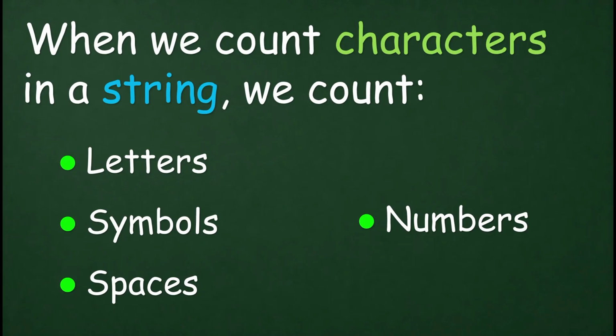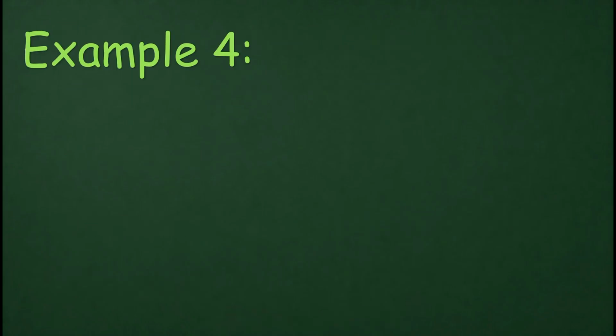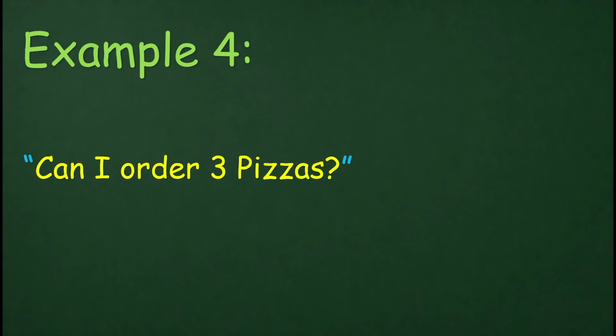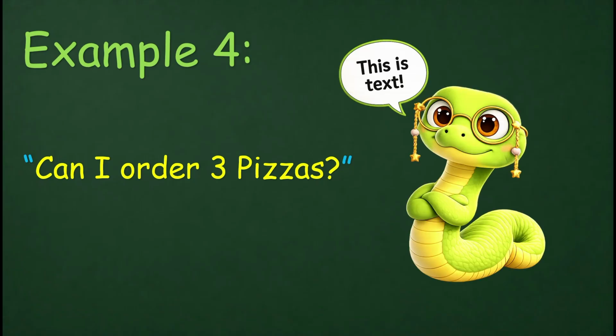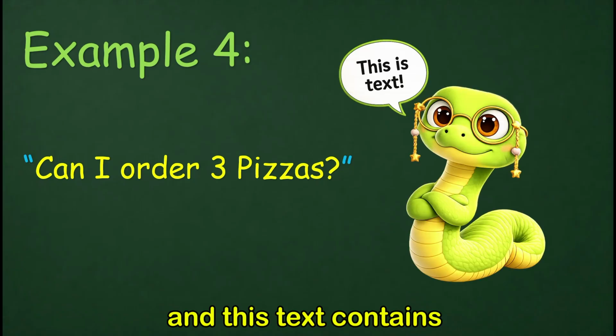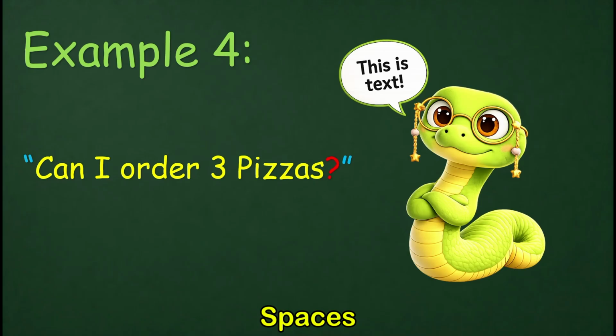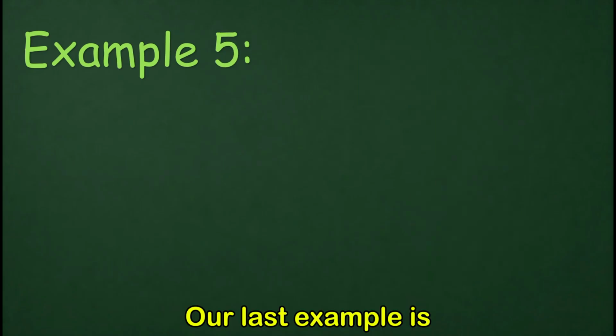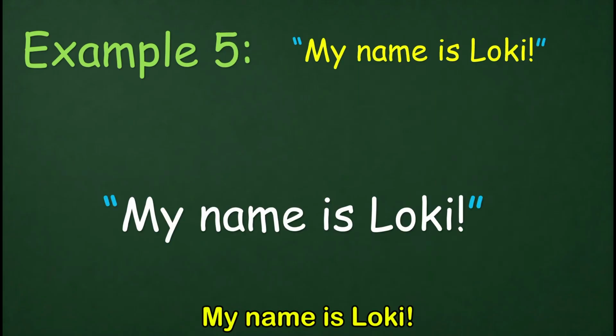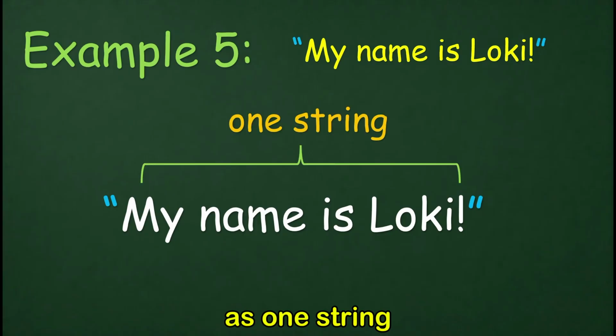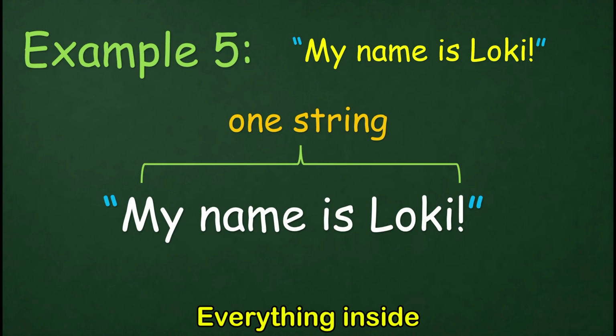Nice job. Let's try another fun example. "Can I order 3 pizzas?" Python says, this is text, and this text contains letters, spaces, a symbol, and the number 3. Easy. Our last example is "my name is Loki." Python reads all of it as one string. The letters, the spaces, and the symbol, everything inside the quotation marks belongs to the string.